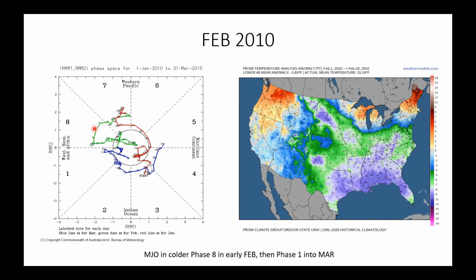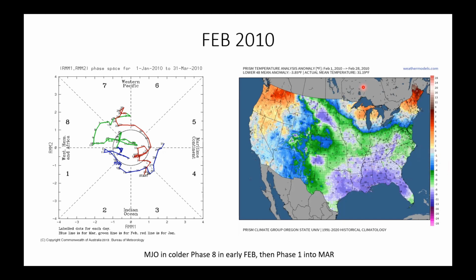See this? 6, 7, 8, 9, 10, 11, 12, 13, 14, 15, 16. So about 10 days in the month of February 2010 where we had the MJO in the colder phase 8 before it worked its way back into the smaller inner circle here. So by the time we got to March, the blue line, it came back out into phase 1, by the way. And so here's colder than normal temperatures.